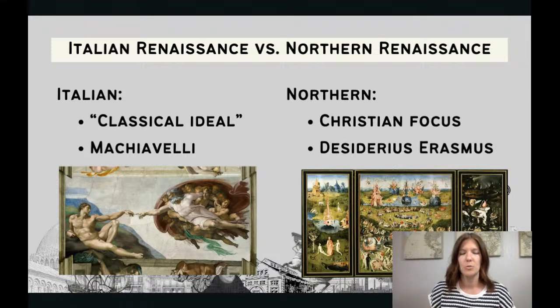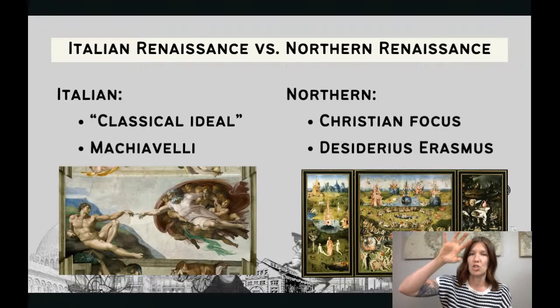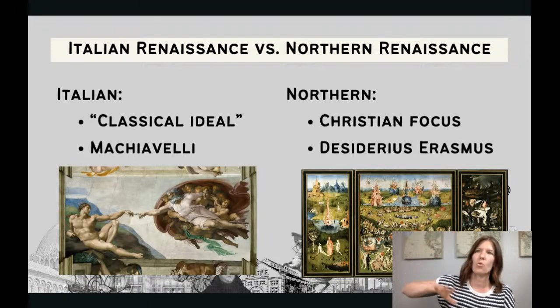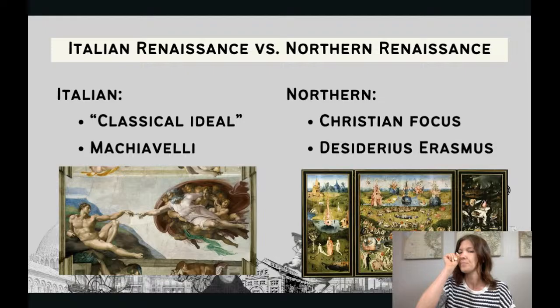So a huge difference between the Italian Renaissance and the Northern Renaissance is that the Northern Renaissance, as it shifts to the Low Countries, so that's the Netherlands, kind of Northwestern Europe area, really retains a Christian focus, whereas the Italian Renaissance doesn't.